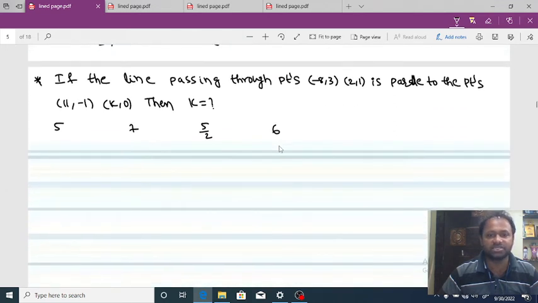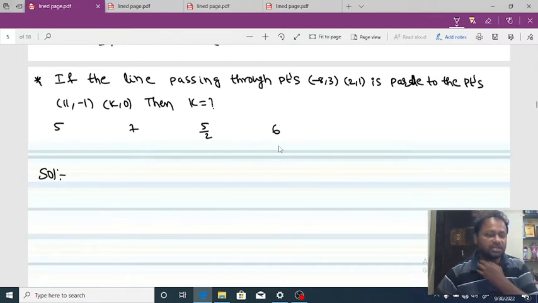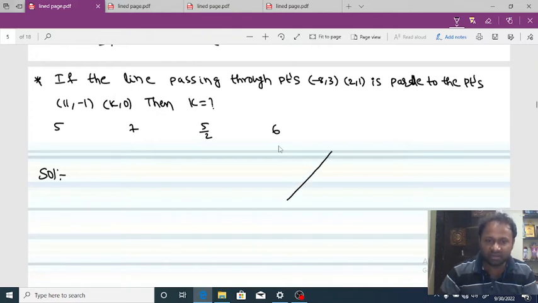Let us check. First of all, we need to start the solution. Before starting the solution, what was the question given? If the line passing through 2 points is parallel to the line passing through 2 points, then find the value of k. Actually this question is not based on types of straight lines. It is based on the slope formula. So no problem, one of the different problems of the slope, let it be.